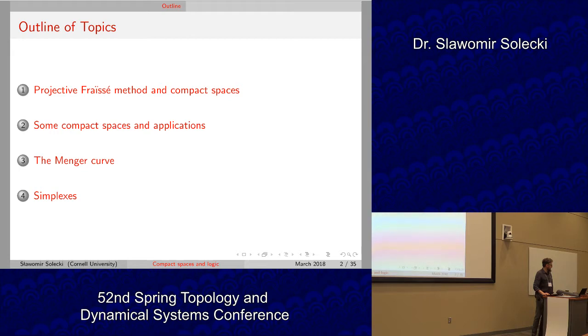And then I'll have some examples of applications that have been done in the past, and then I'll illustrate things on points 3 and 4 if I get to 4. So on the Menger curve, and then on simplexes, which are the simplest higher dimensional objects. This is something that was done recently.